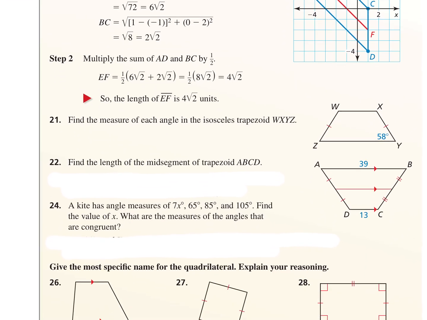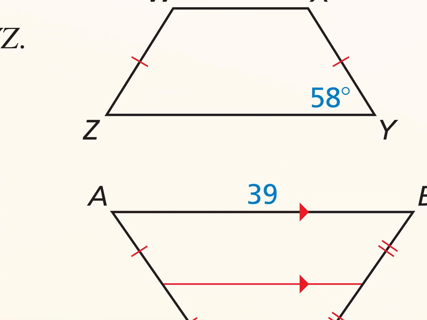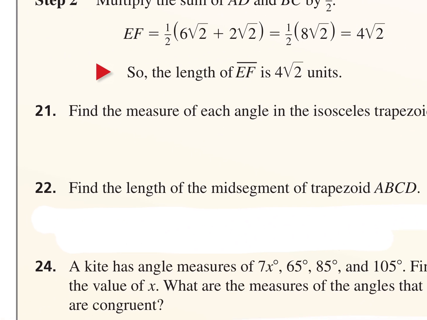And the last lesson, 7.5, you need to use the diagram to help you with this. Find the measure of each angle in the isosceles trapezoid. So with isosceles trapezoid, you have to remember your base angles are congruent. So if this angle over here is 58, I know Z is also going to be 58. And then X and W are congruent. So let me go ahead and write that down.